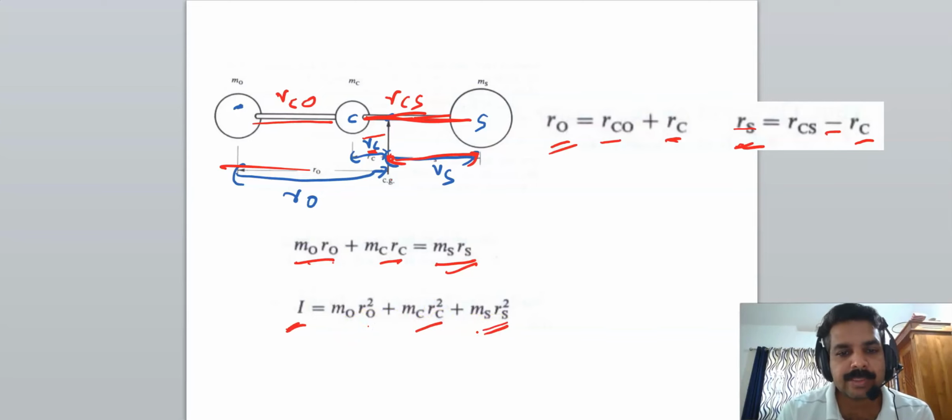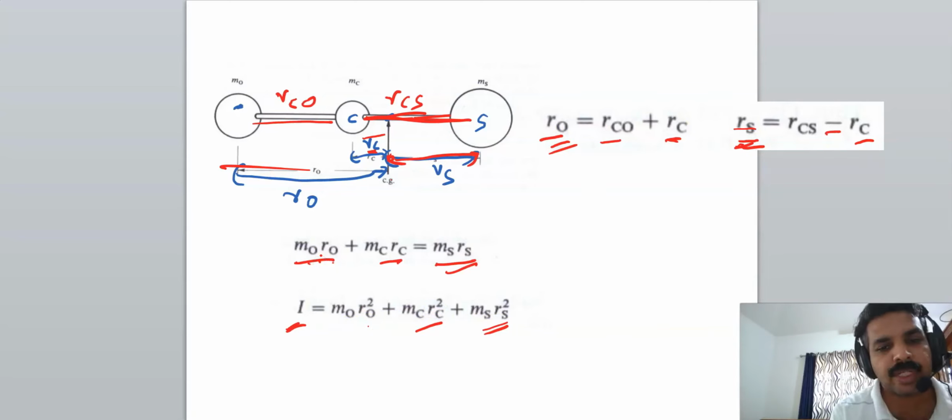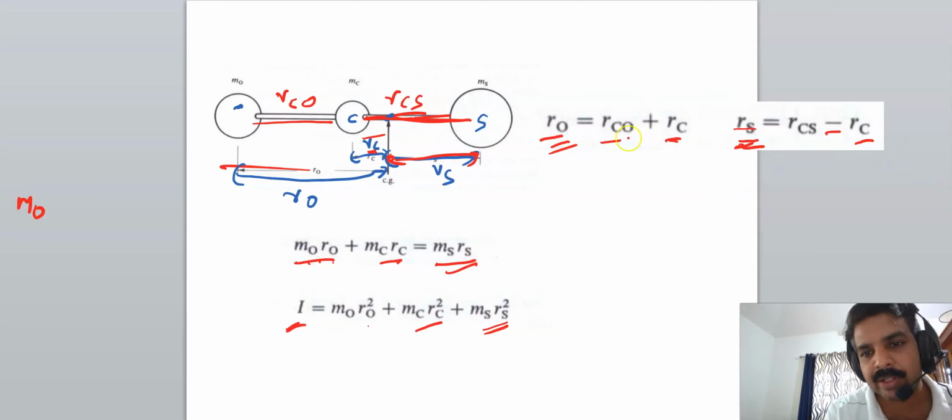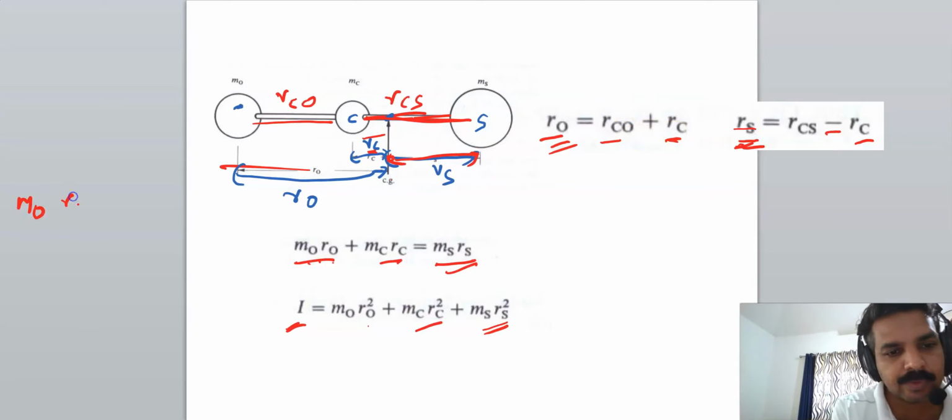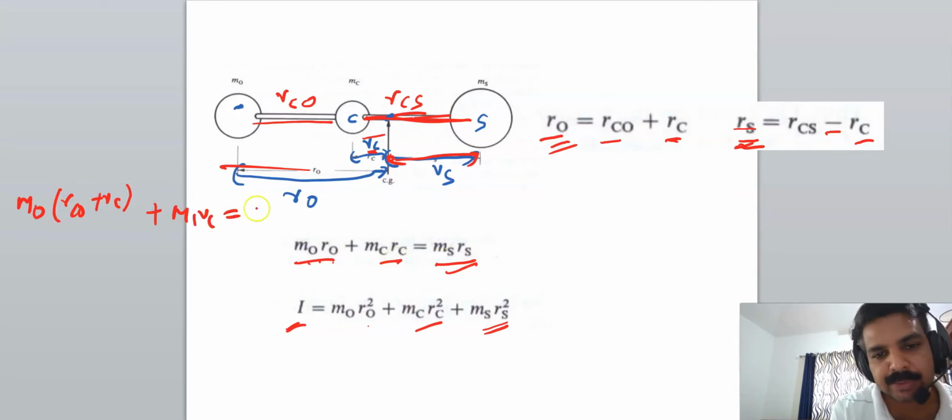Now substitute the values of RO and RS in this equation. We get MO into RCO plus RC, plus MC RC, is equal to MS into RS, which we can write as RCS minus RC.